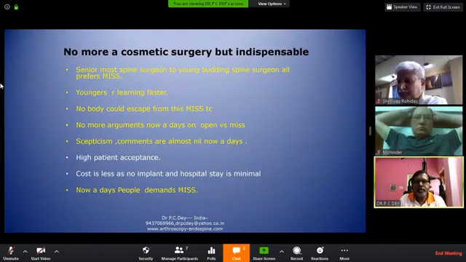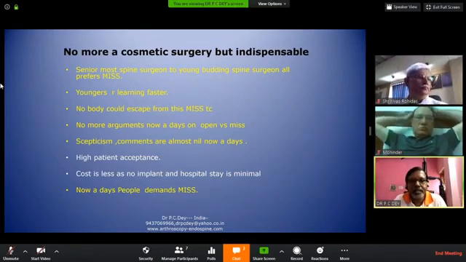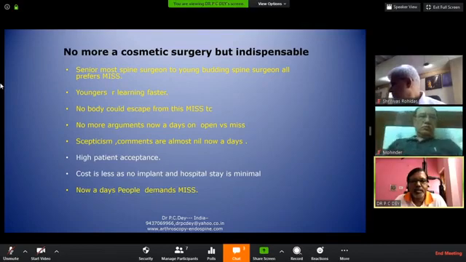So the beauty of this technique is this: most of the senior surgeons are now interested to learn. And most of the young surgeons want to make it a career. They want to be endoscopic spine surgeons. Young surgeons are learning faster. Nobody can escape from this technique nowadays.